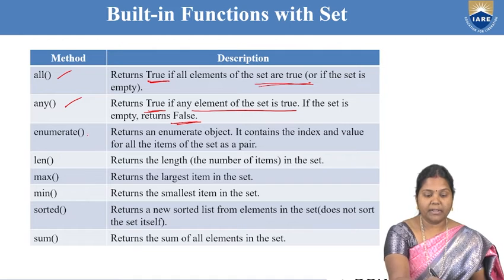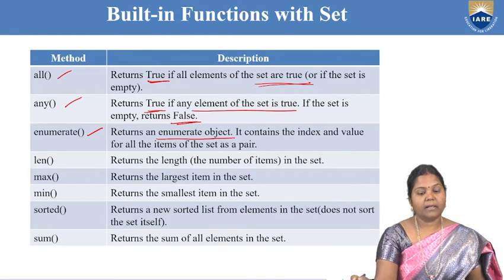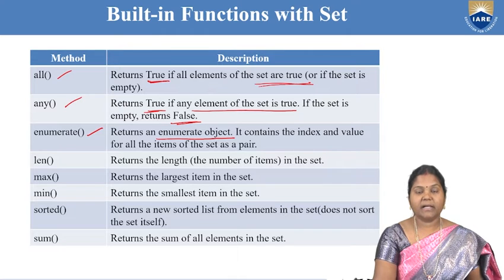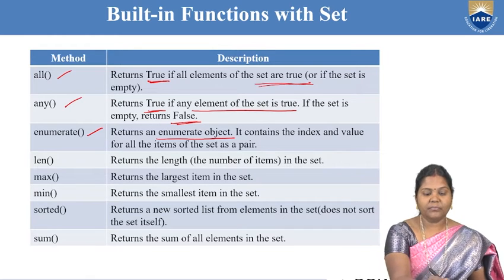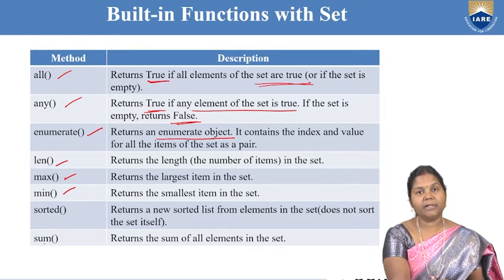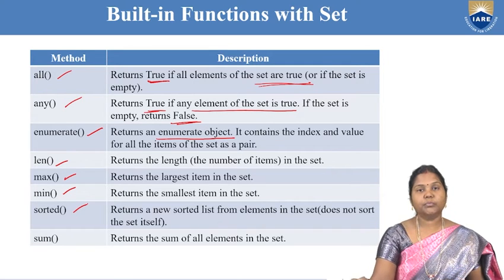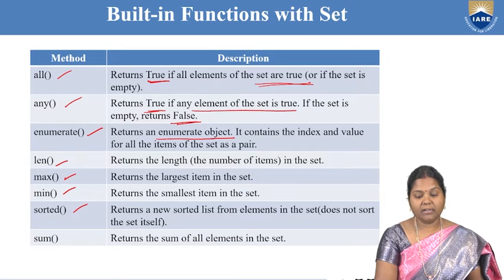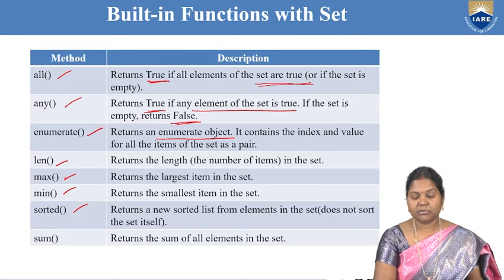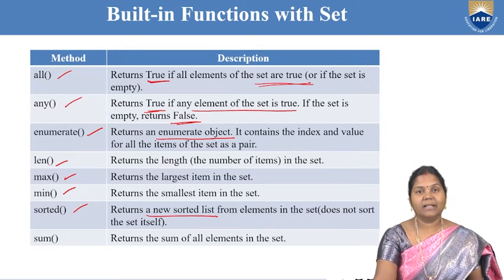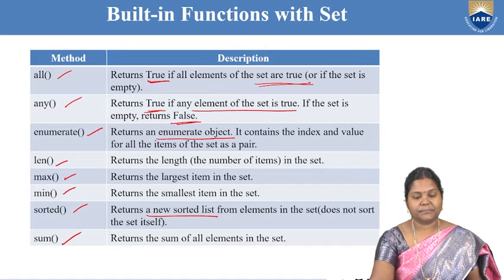Next is called enumerate. It returns an enumerate object. It contains the index and the value for all the items of the set as a pair. Next are finding the length of the set, finding the maximum or largest element in the set, and finding the minimum or smallest element in the set. Then, how to return a sorted list from the elements in the set? Normally a set will not support the sort method, but whenever you apply the sorted function, it will return you a new sorted list. Then the sum method will return the sum of all elements in the set.